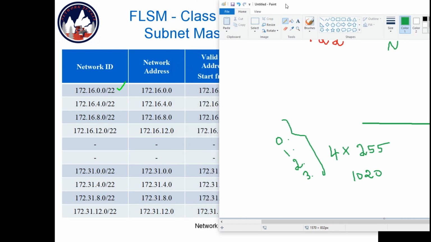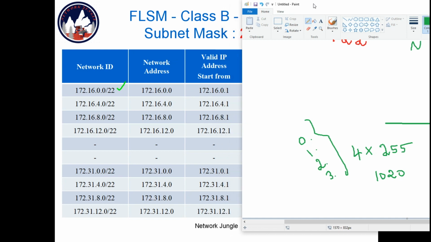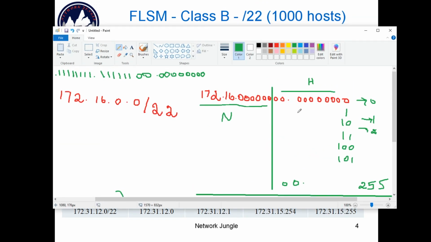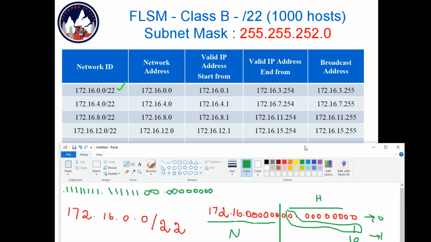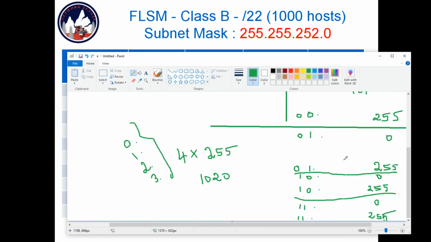So 172.16.0.0/22. The starting point, the network address, is 172.16.0.0. So the starting IP is 0.1, the first valid IP for this segment. Then the final IP is 3.254. 3.255 is the last, the broadcast IP. The previous IP address is the last usable IP address for this segment.